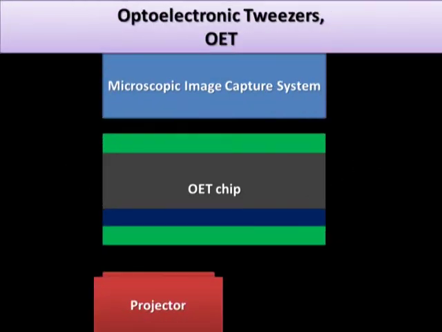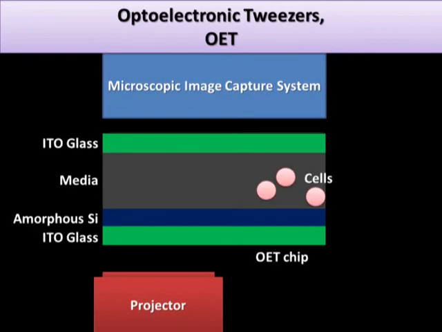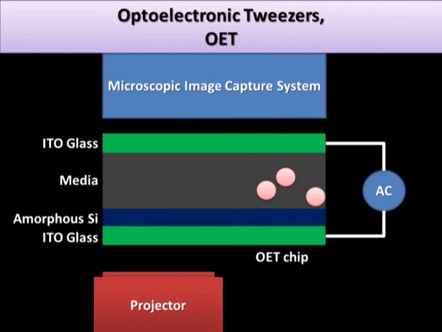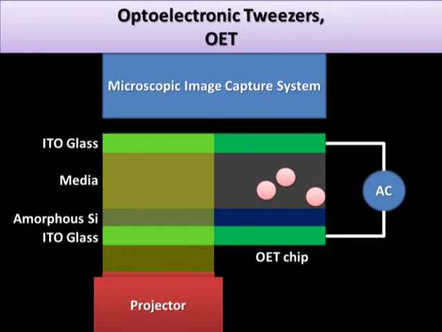The fundamental configuration of optoelectronic tweezers, OET, can be used to rotate cells. The configuration contains a microscopic image capture system, an OET chip, and a projector. The OET chip is composed of two ITO glass plates, which sandwich a layer of media containing cells. The lower glass plate is coated with a layer of amorphous silicon, which is used as the photosensitive layer. During manipulation, the ITO glass plates are subjected with a driving voltage. Then, a light is projected onto the lower glass plate.